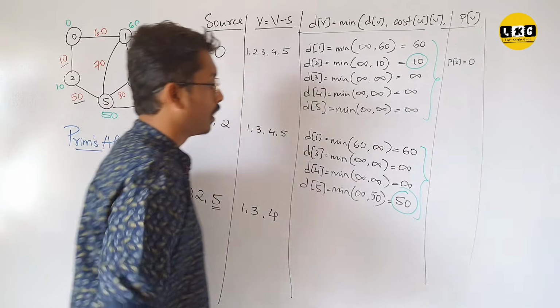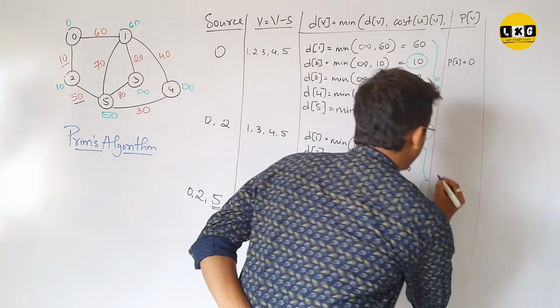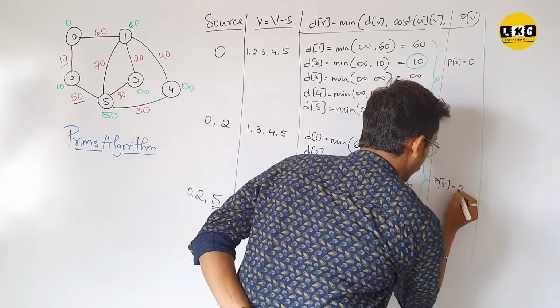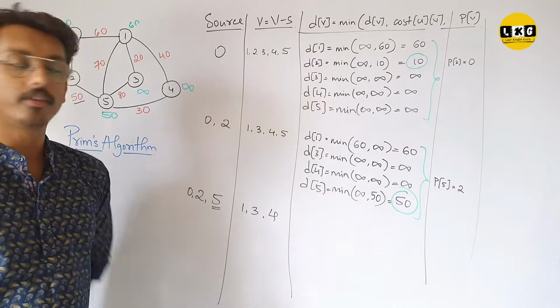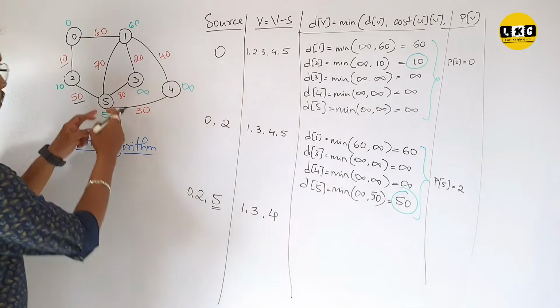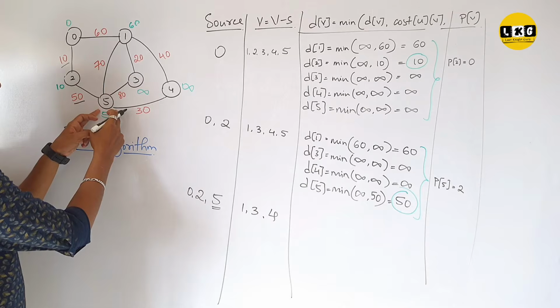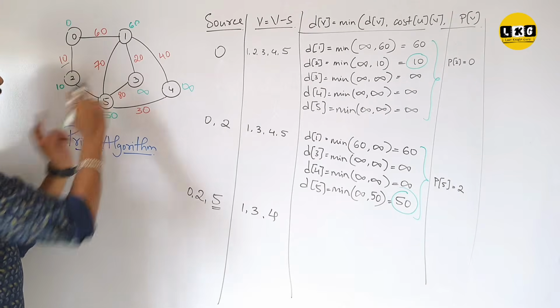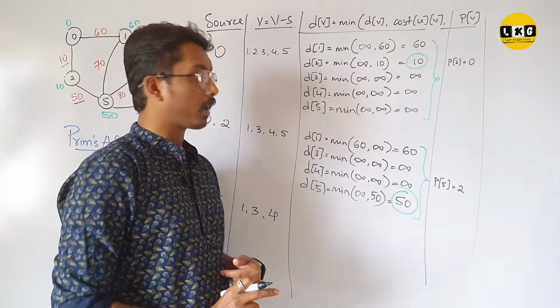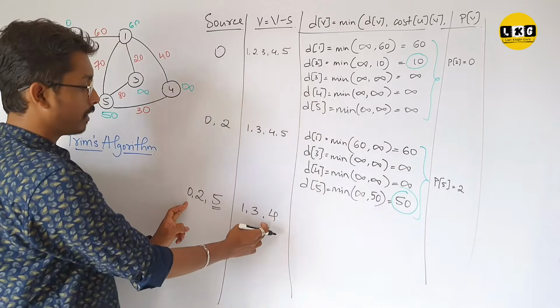Now for the fourth column, what is the fourth column? Parent of node number 5 is equal to 2. That means that to reach node number 5, from where we need to reach? We need to reach from 2 to 5 only. That will give the minimum cost. Alright? Okay. So now we will carry on this iteration.